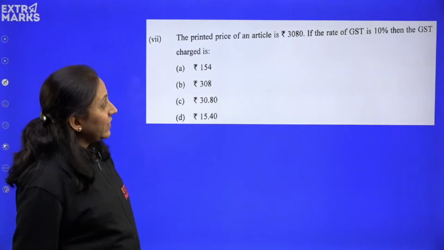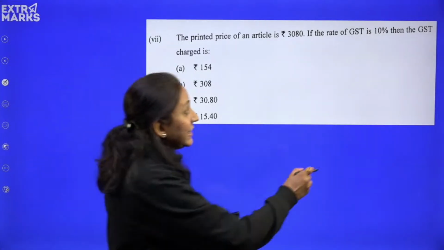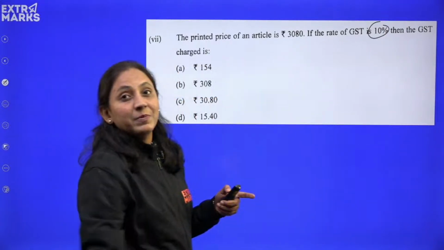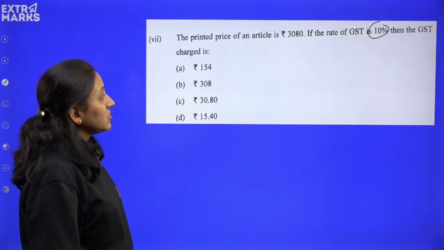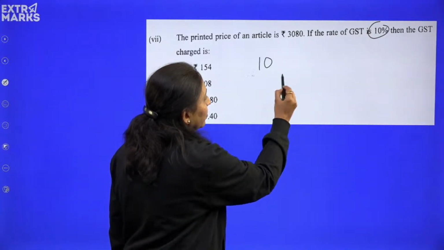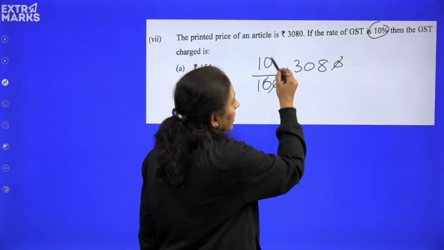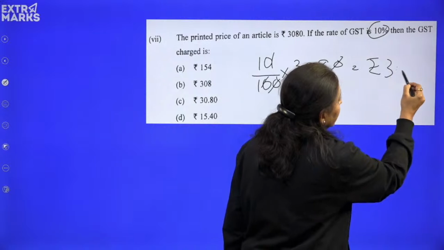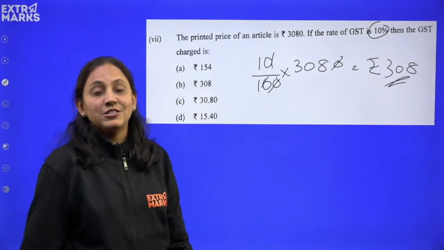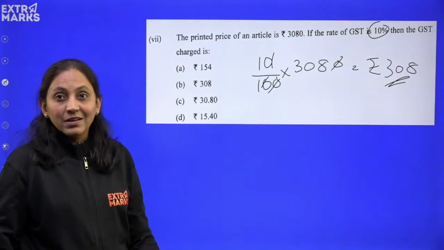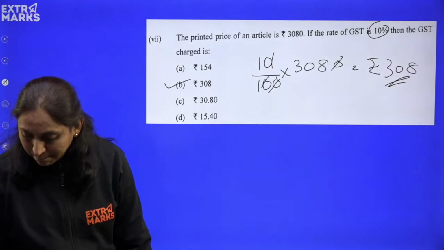Okay, I remember recently we had solved one similar problem where I had asked SGST and you people had actually taken 10%, right? But here directly you should take 10% because they have directly asked only GST here. Okay, so the printed price is 3080, so 10% of this is our GST. Okay, so that's rupees 308. Fine, and they have asked what is the GST charge. They have not even asked what is the total bill or total amount. Okay, so the correct option here is option B.